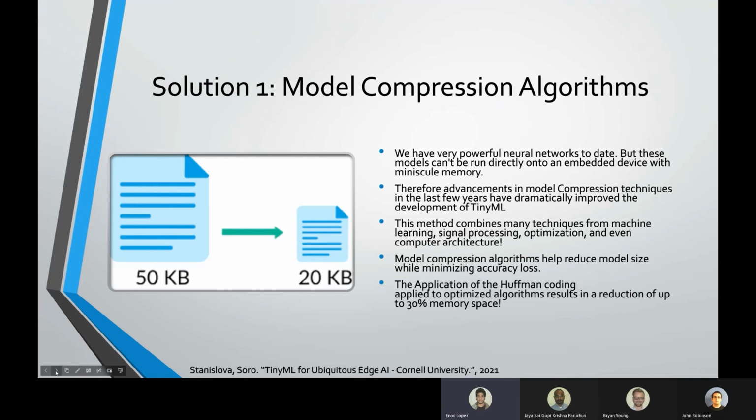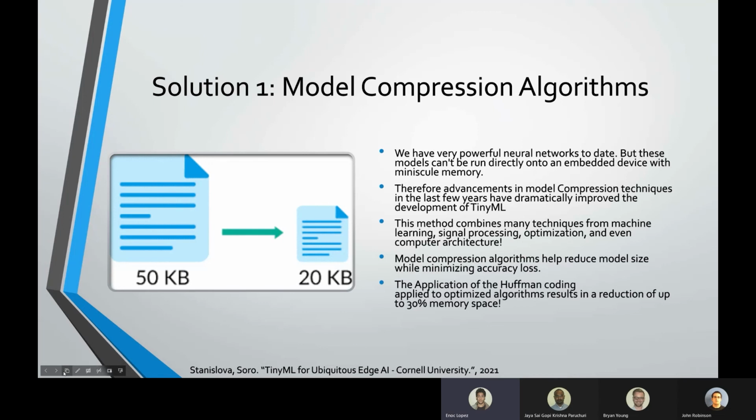This is one of the solutions that we found for some of these issues with TinyML that have helped with its development. We've used model compression algorithms to make these models smaller and smaller to be able to fit them on these devices. With the limited resources on these microcontrollers, we've had to make the model compression better and better. We have really powerful neural networks right now, but the models can't be run directly on an embedded device with such a small amount of memory. Therefore, a lot of these advancements have dramatically improved the development of TinyML.